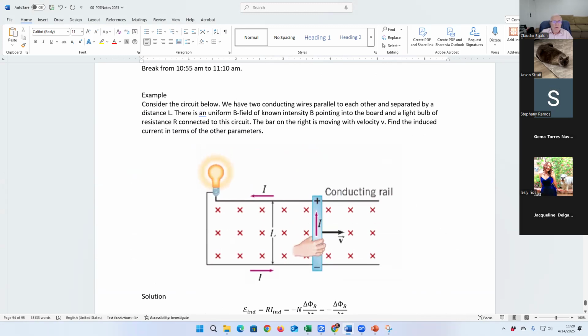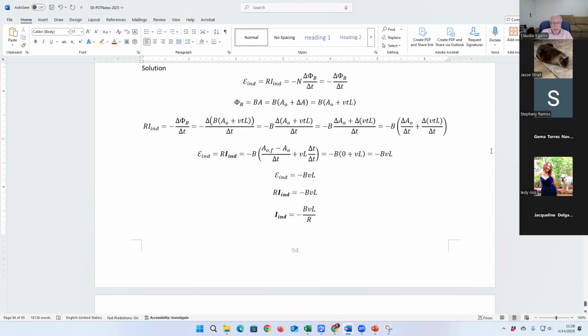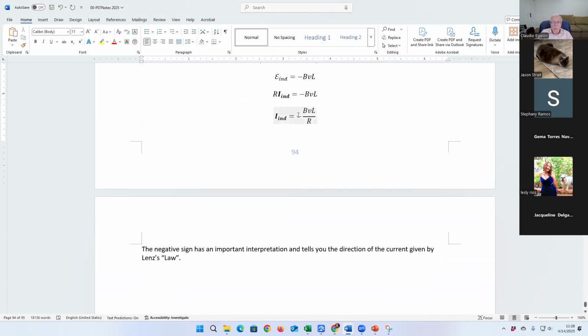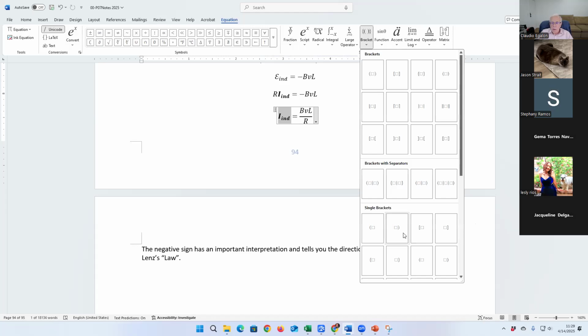We can consider the circuit below. We have two conducting wires parallel to each other. There's a uniform B field pointing up. Find the magnitude of the induced current in terms of the other parameters, right? Since you want the magnitude, we can drop this negative here. I'm going to put magnitude here.